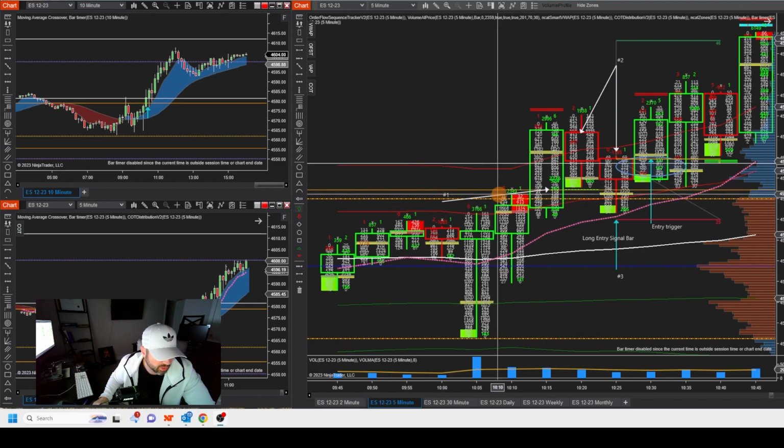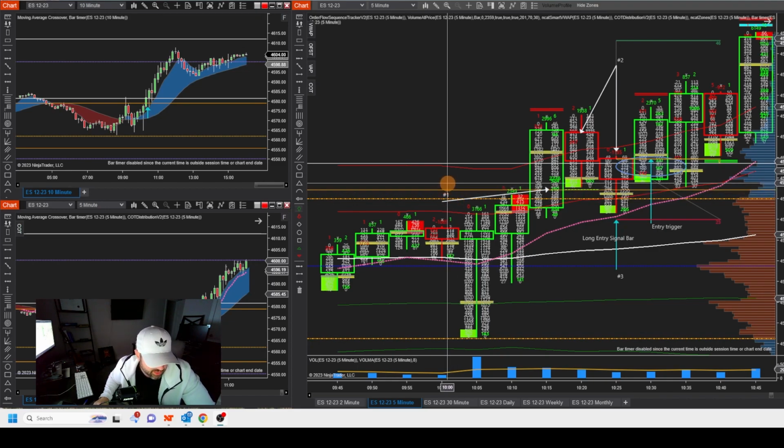So rule number one, step number one, you need this little arrow. See this arrow right here? You need a breach or a reach of a structure level. Okay, if you've got a structure level, I've got two of them right here that just got ripped through on this swift 20-point S&P move up here.